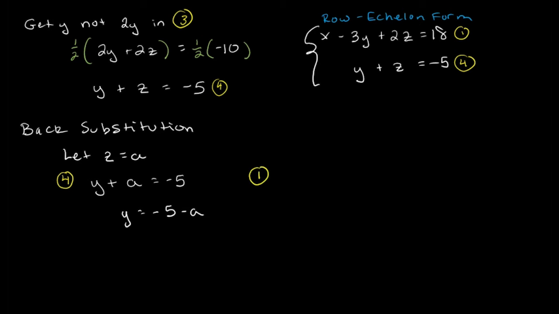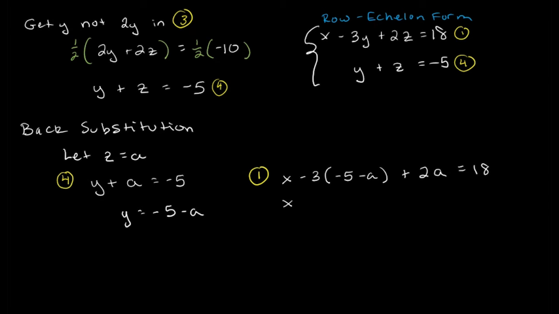Now I'm going to take equation 1 and do my back substitution. So we've got x minus 3y, but instead of y, it's negative 5 minus a. Then plus 2z, but instead of z, it's a. And then equals 18. And now I'm going to solve for x, and I'm going to have a's in my answer. That's perfectly fine. That's what we're looking for here because there are infinite solutions, and you just basically get a solution by picking a number for a.